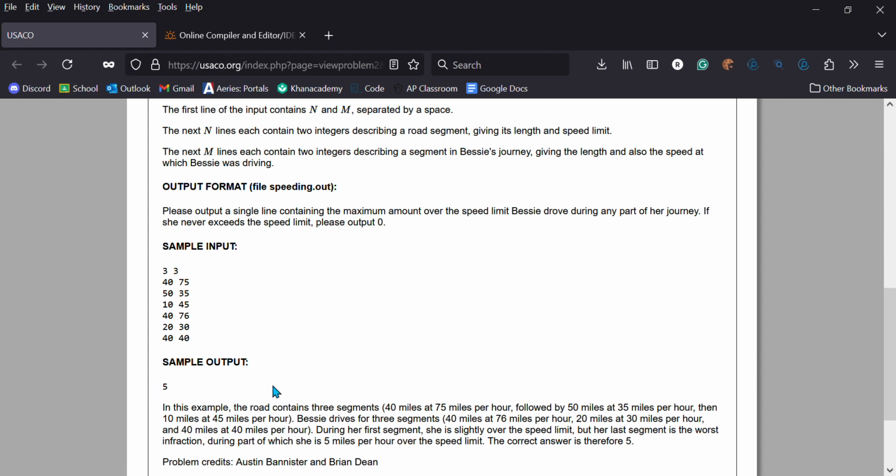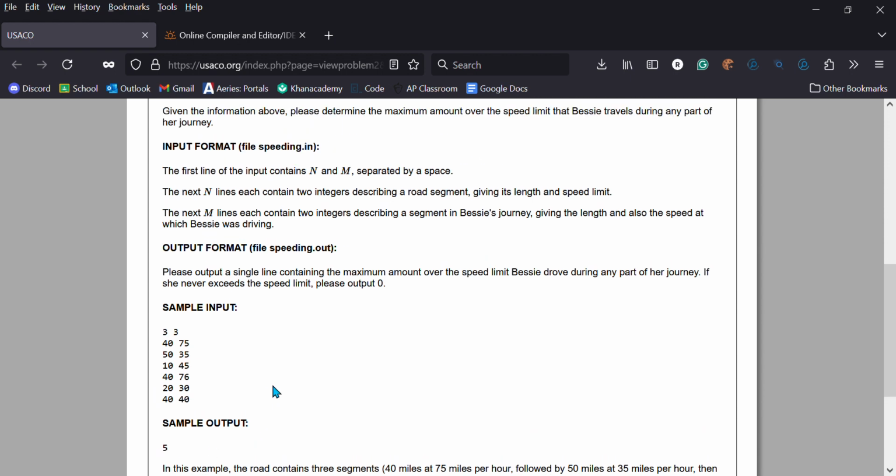And now, here's a way to simplify the problem. Instead of adding each segment individually, how about we record the speed limit for each mile? So the first mile would be 75, and mile number 90 would be 35, for example. This way, we don't have to compare between segments, we can compare each individual mile. So now let's look at how I did this in code.